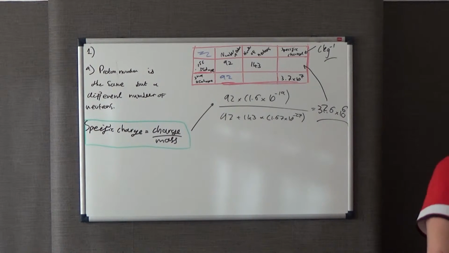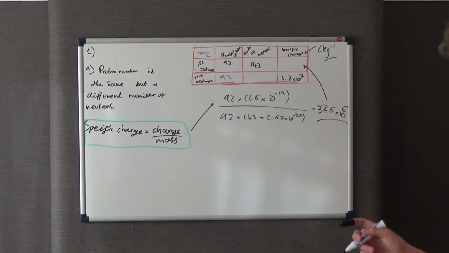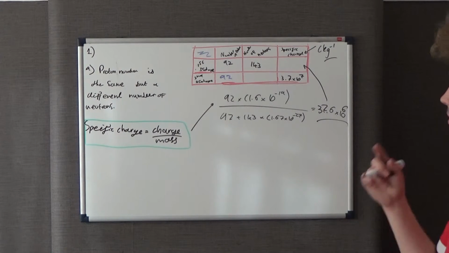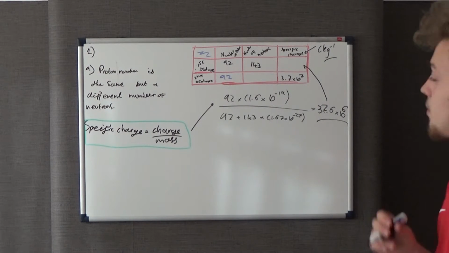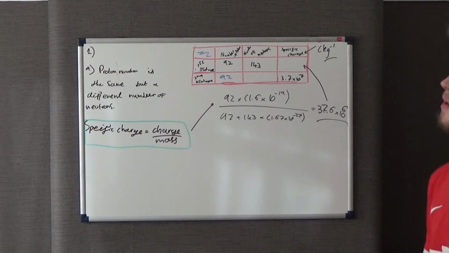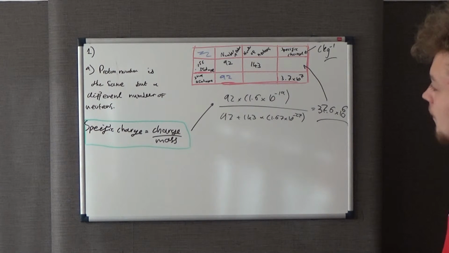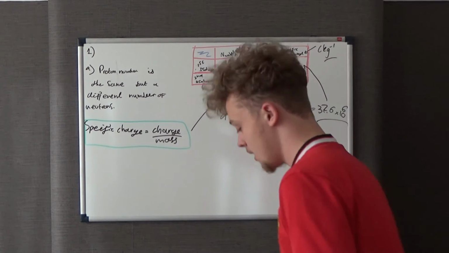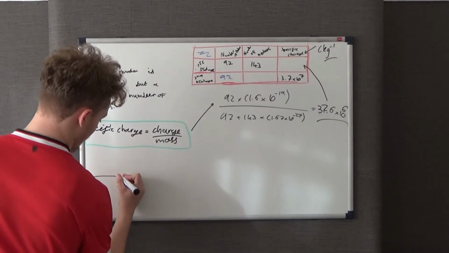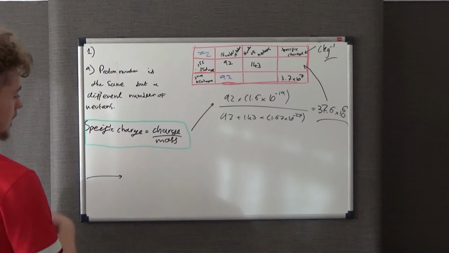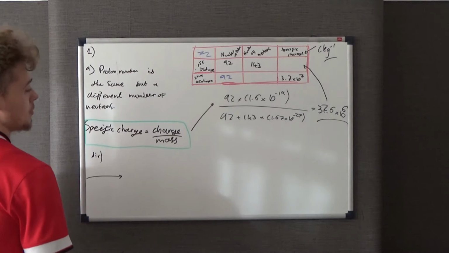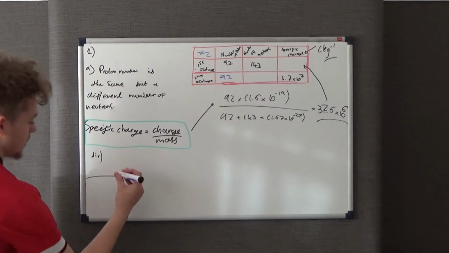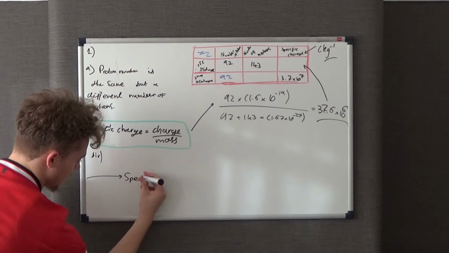It says calculate the number of neutrons in the second isotope. So we're going to use the same formula, except this time we're not given the total number of neutrons and protons. We're just given the specific charge, and obviously because it's an isotope, it has exactly the same number of protons. So we kind of work backwards. I would again label that the specific charge is charge per unit mass.